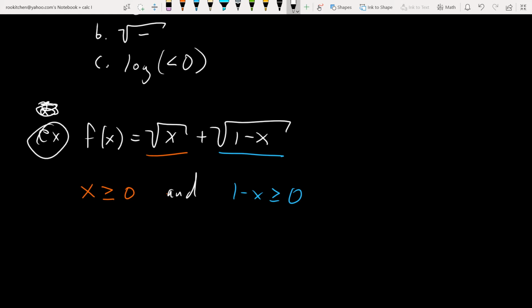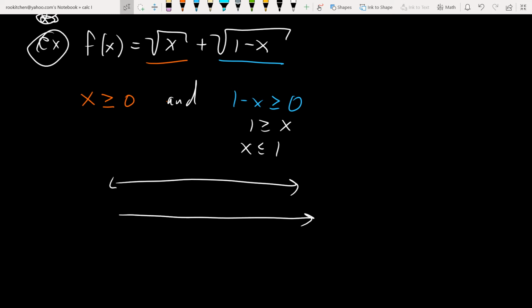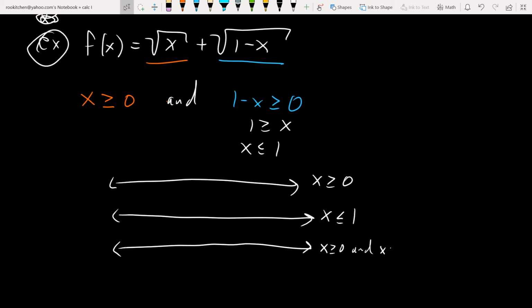So from the blue one, we'll have to do a bit of work. Add x to both sides, you get 1 greater than or equal to x, and so x is less than or equal to 1. And then we'll consider the intersection. If you were to draw these, we would want to know where they overlap. So x is greater than or equal to 0. Then I'll plot x less than or equal to 1. And then I'll plot x greater than or equal to 0 and x less than or equal to 1.